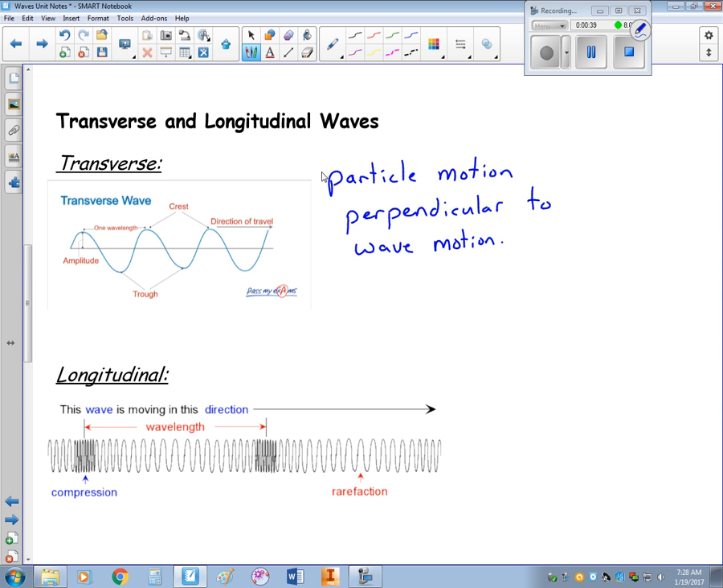So in this transverse wave, notice that the particles themselves vibrate up and down as the wave moves. So think about taking a rope and swinging the rope up and down.